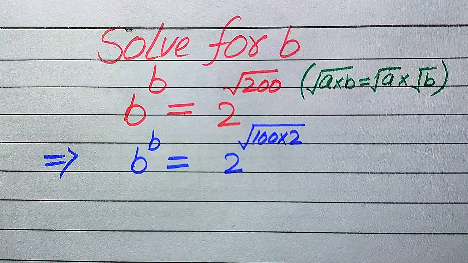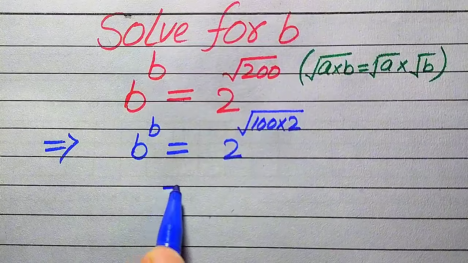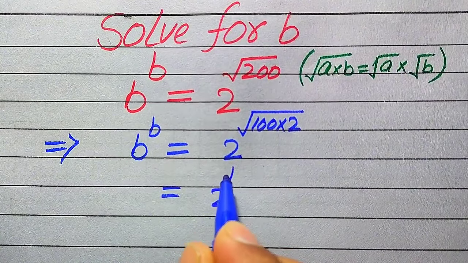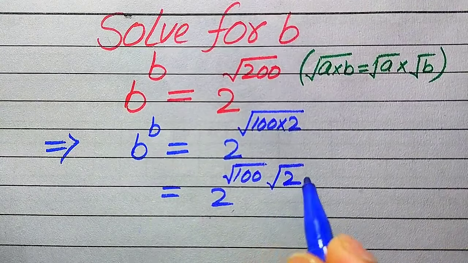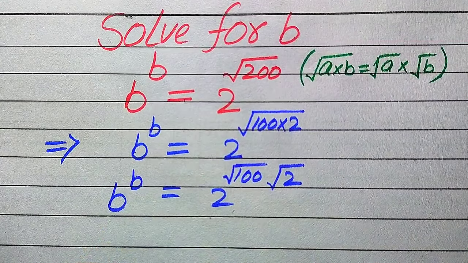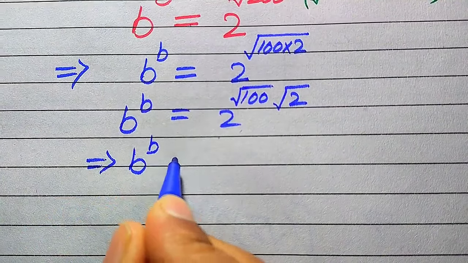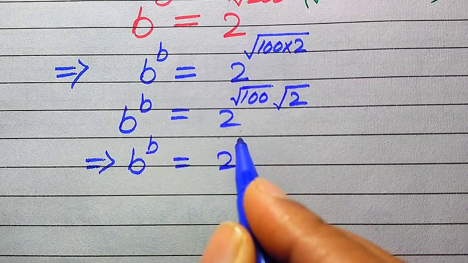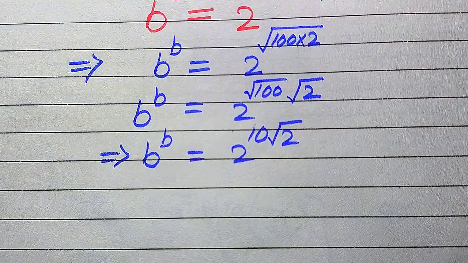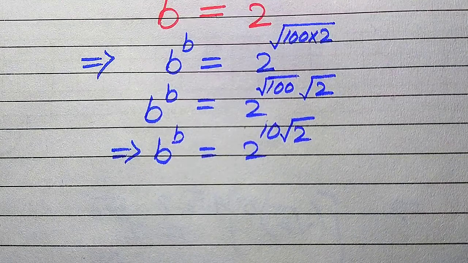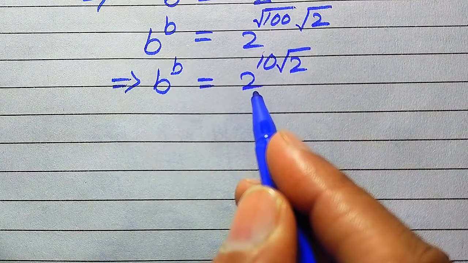Okay, so according to this rule of radicals, we apply the square root sign separately on both of these two values, and it will be written as 2 to the power of square root of 100 multiplied by square root of 2, and on the left we have b to the power of b. And here you very well know that square root of 100 becomes 10, so we write it as 2 to the power of 10 times square root of 2. So here we first do some working in the exponent of the right hand side, and now we do some working in the base of the right hand side.